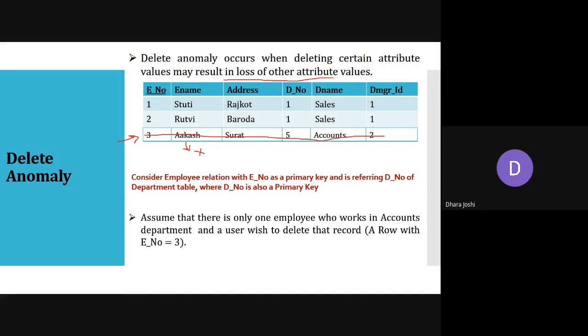But ideally, this is not the possibility. It may be possible that after Akash left the organization, after some time some new person will join the account department and that person's details will be inserted as an employee. But it is called a problem when we are deleting certain attributes like Akash's details, and it may result in loss of other attributes, that means the entire department itself.